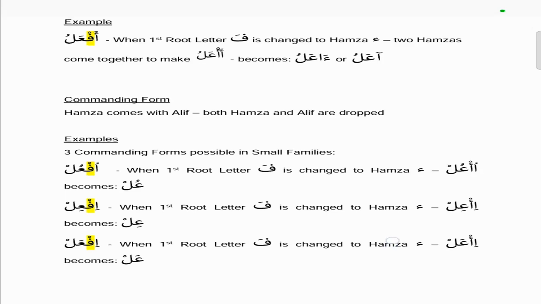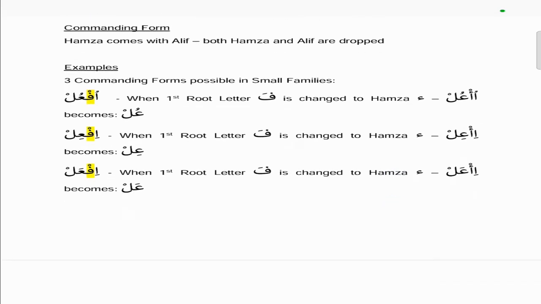And in the commanding form, the hamza comes with alif, so both the hamza and the alif are dropped. So examples would be, there's three commanding forms possible in the small families. So there's uf'ul. When the first root letter fa is changed to a hamza, then it becomes u'ul. So therefore both the alif with the dhamma and the hamza are dropped, and it becomes ul. Or another commanding form in the small family is if'il.